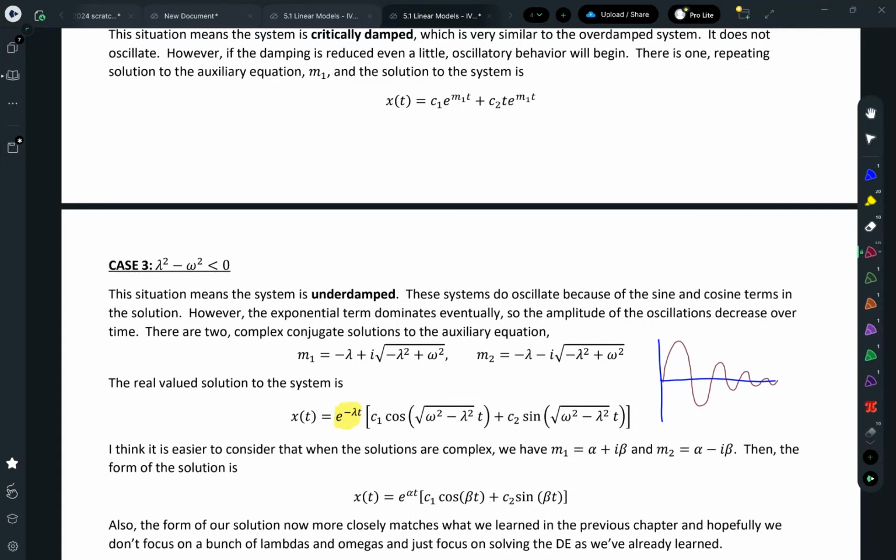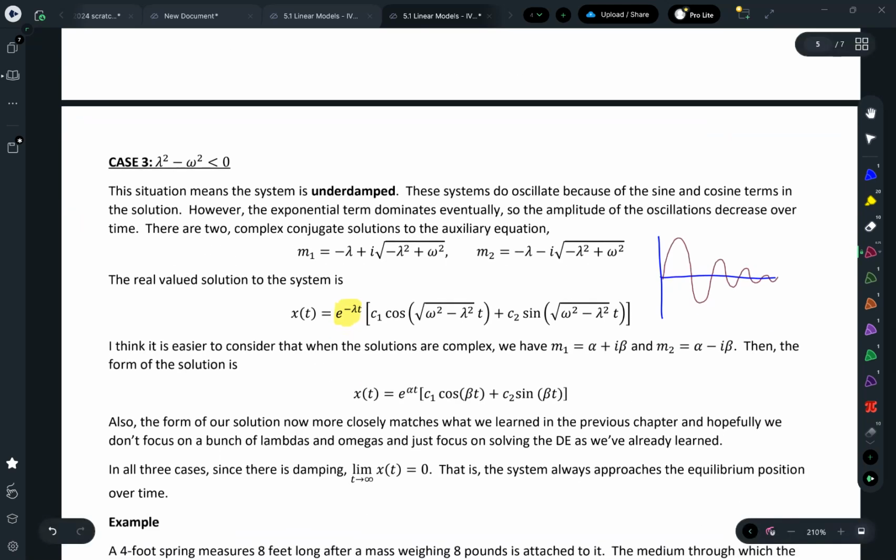But we're not using beta in these problems at all because beta is the damping factor. So it's like there are too many letters going on here, and that's part of the reason for renaming things. And then plus c2 sine of the square root of omega squared minus lambda squared times t.